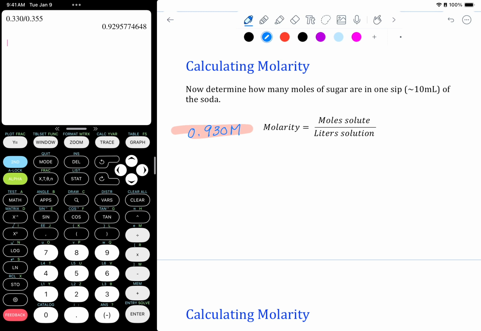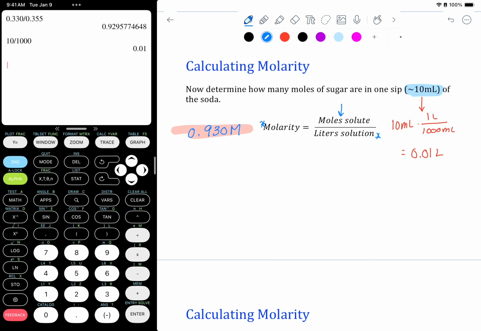We know our molarity and we now want to solve for moles. So we know liters of solution, we know molarity, so now we can solve for moles. Again, if we define our variables here, we have 10 milliliters and we have our 0.930 molar. So the first thing we have to do before we can plug in is take 10 milliliters, divide it by 1,000, and we get 0.01 liters.